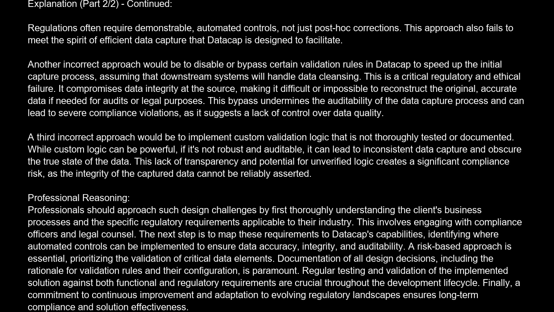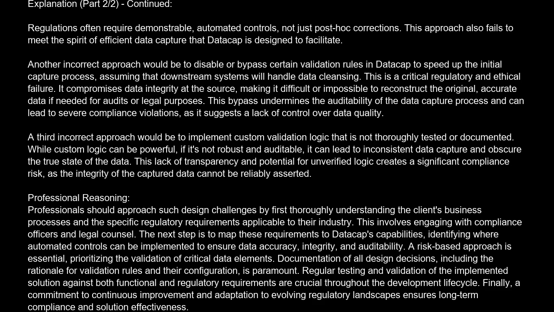Another incorrect approach would be to disable or bypass certain validation rules in Datacap to speed up the initial capture process, assuming that downstream systems will handle data cleansing. This is a critical regulatory and ethical failure. It compromises data integrity at the source, making it difficult or impossible to reconstruct the original, accurate data if needed for audits or legal purposes. This bypass undermines the auditability of the data capture process and can lead to severe compliance violations, as it suggests a lack of control over data quality.